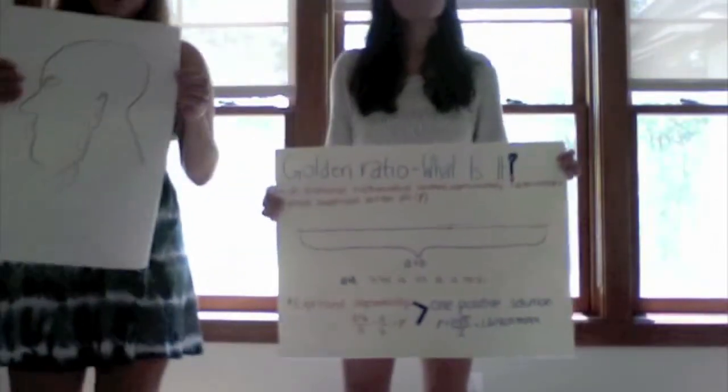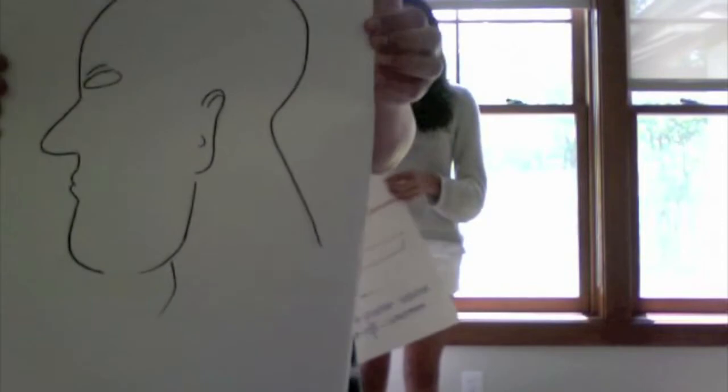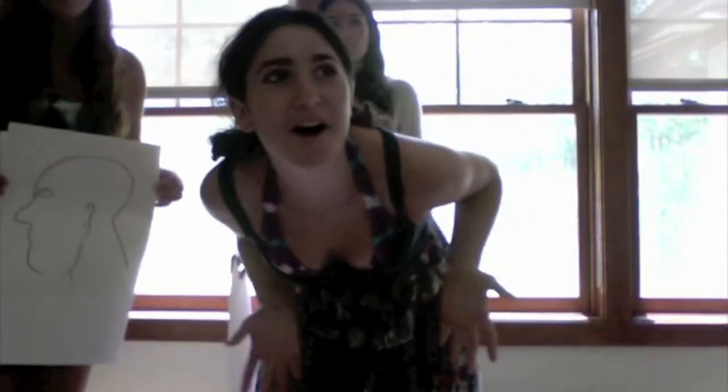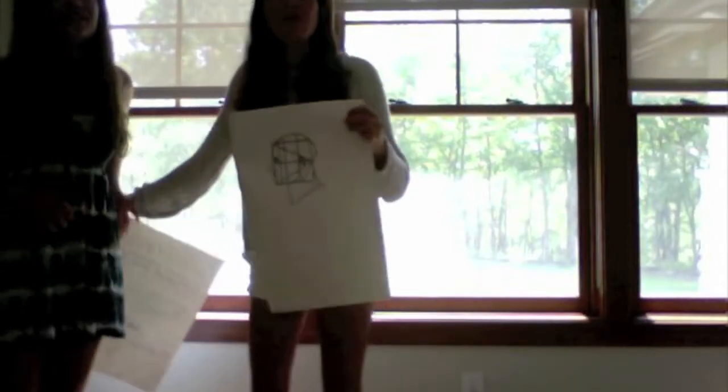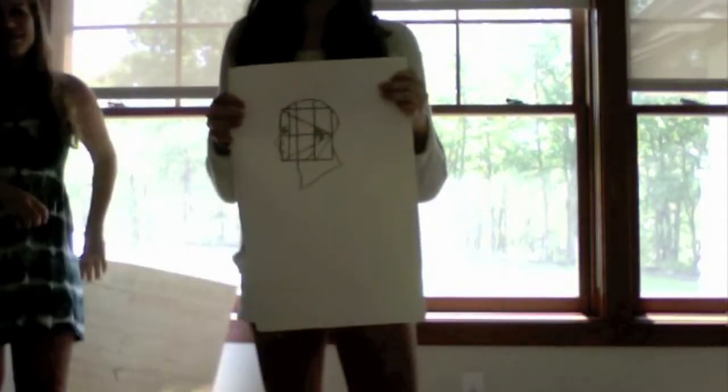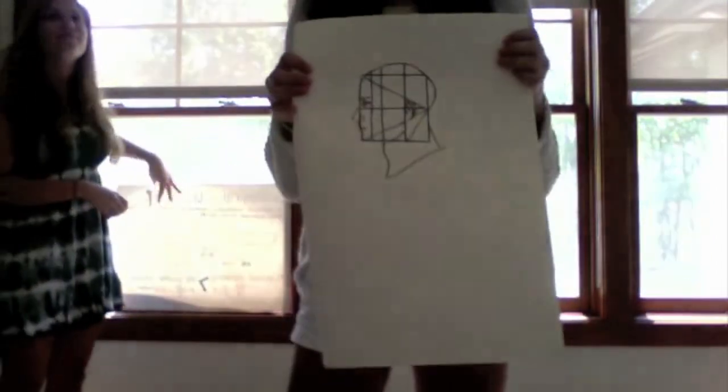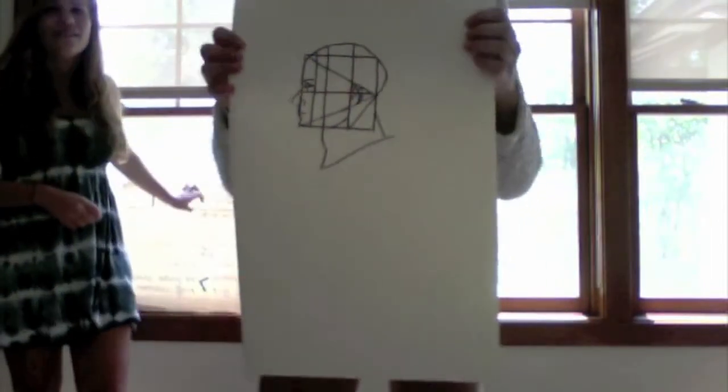For example, this looks really bad because there aren't any golden rectangles in it. Oh, what would one look like with a golden rectangle? Look at this drawing. It has golden rectangles in it. The golden rectangles are used naturally in nature and therefore nice to look at.